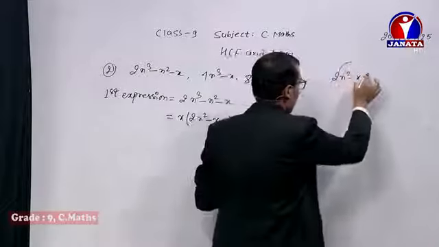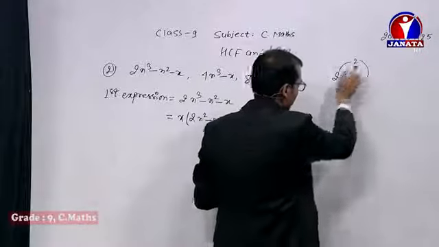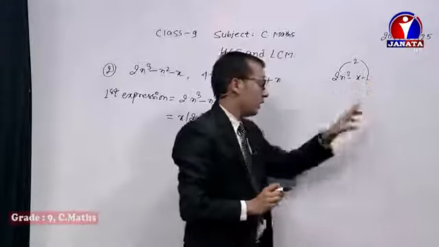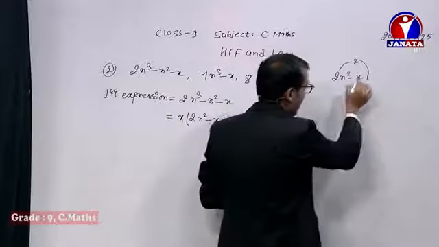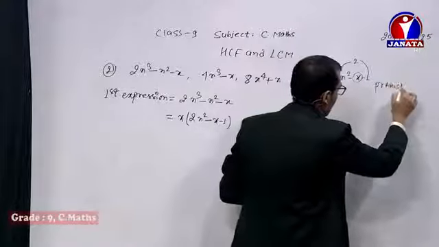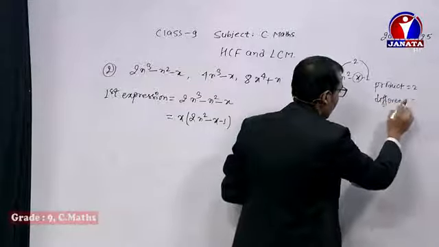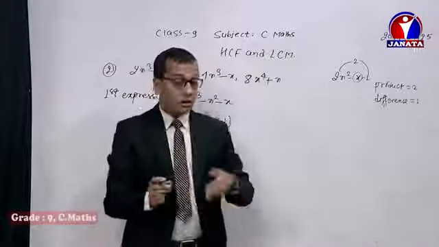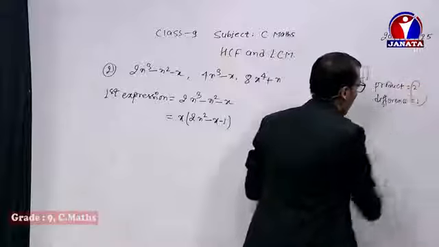What is the product of the coefficient of x square and the constant term? The product is 2, because 2 times 1 is 2, and the sign of this 1 is negative. So what is the difference? The difference is always the coefficient of the middle term x. So the product is 2 and the difference is 1. Now let's find two numbers whose product is 2 and difference is 1. Obviously these two numbers are 2 and 1.